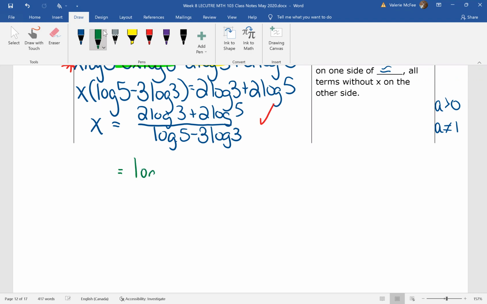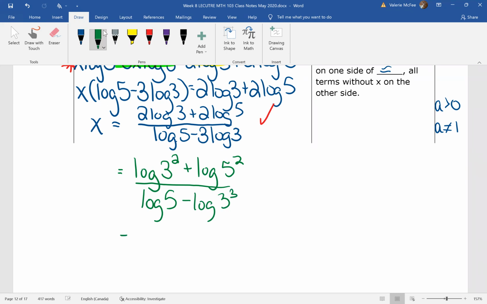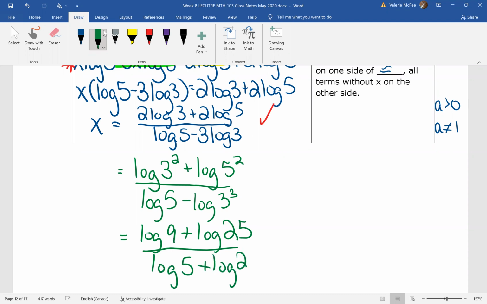Sometimes you might see in a textbook that they took those factors and wrote them as powers. So we would have log base 10 of 3 squared plus log base 10 of 5 squared all over log base 10 of 5 minus log base 10 of 3 cubed. Of course, you could evaluate those powers. But it's not necessary. Pearson is perfectly fine with you leaving it the way we had it in the first place here.